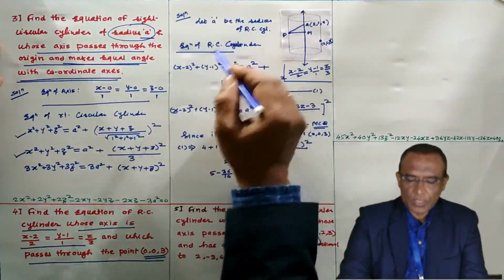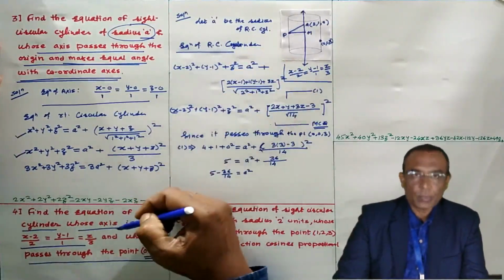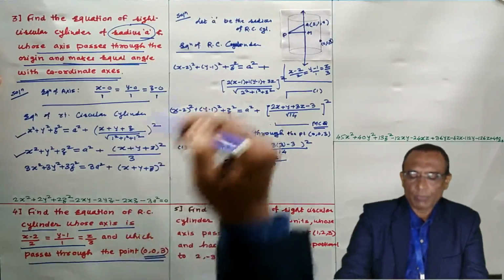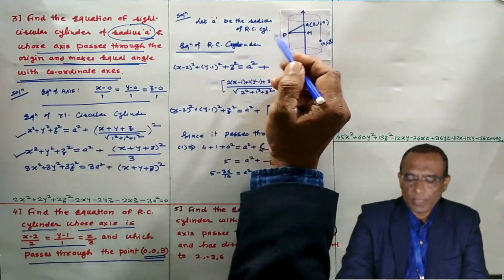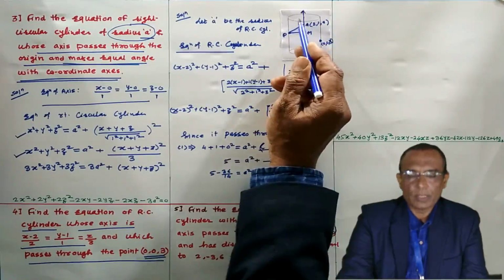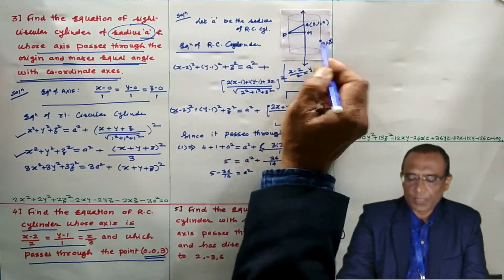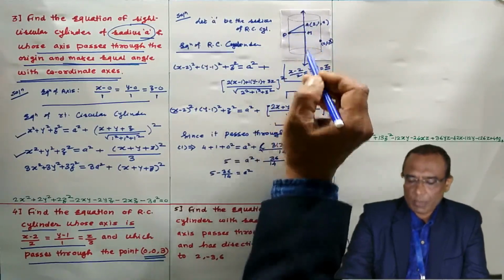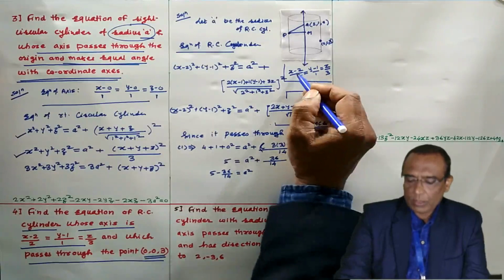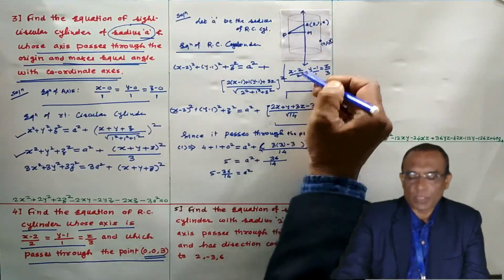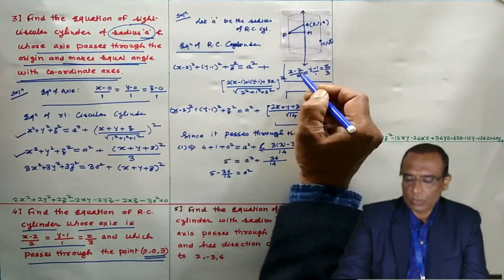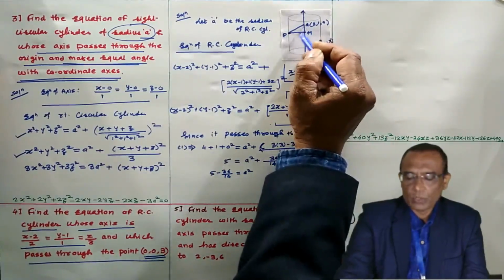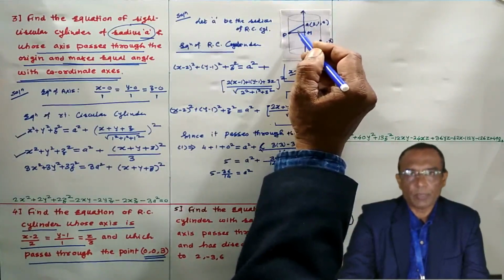Next problem. In this problem, the radius of the right circular cylinder is not given. The axis is given to you. But one more additional thing is given, that the right circular cylinder passes through the point 0, 0, 3. This point will be any point on the surface of the cylinder. The axis passes through the point 2, 1, 0, and this is a right angle triangle. Use the Pythagoras theorem and get the equation of the right circular cylinder.